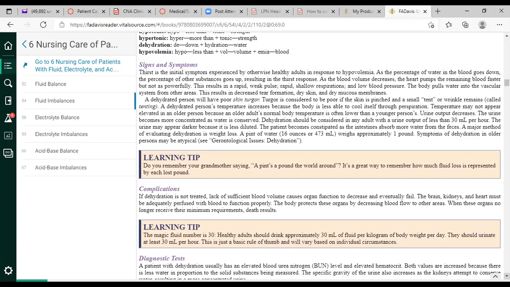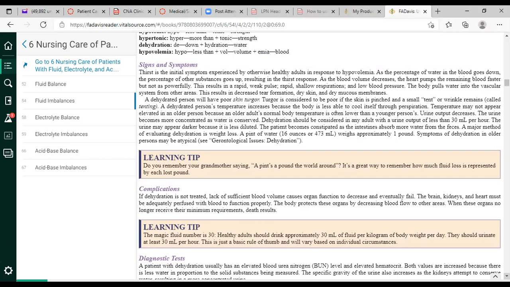But typically, if we pinch somebody's skin, even if we pinch over the back of our hand, we pinch it, and then our skin recoils back to the normal form. But with dehydration, that tent will actually stay there. Some people's eyes can become bulgy due to dehydration. So you just want to be vigilant for signs of dehydration.